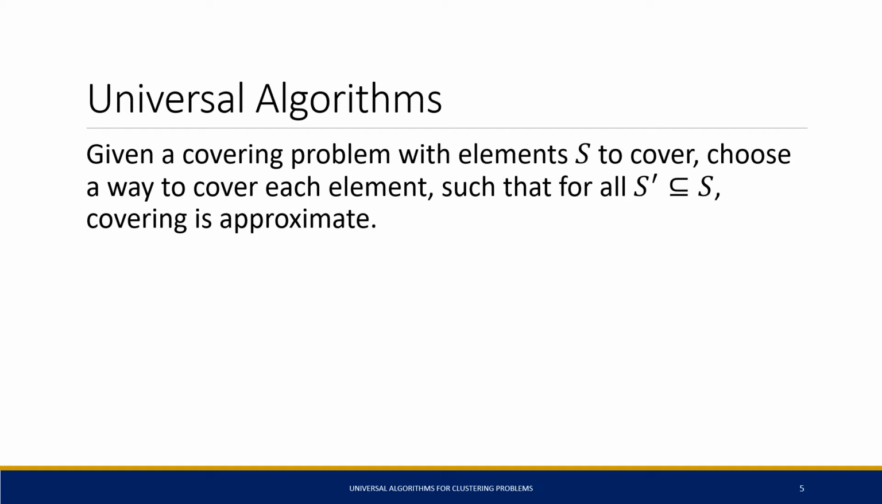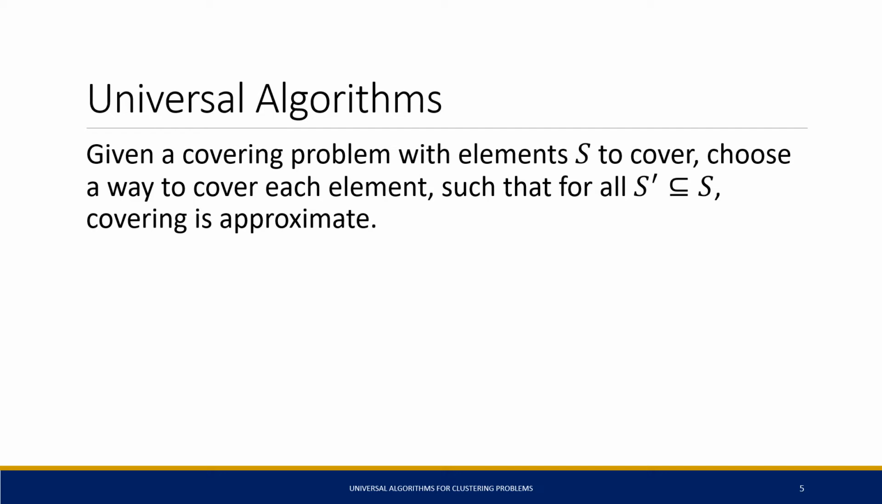So let's go into what a universal algorithm is more formally. In a universal algorithm, we have some sort of covering problem. We want to cover the elements in S, and the idea is we're going to choose a way to cover each element such that for any subset S prime of these elements that could appear, the covering for S prime is an approximation of the optimal covering for just that subset.